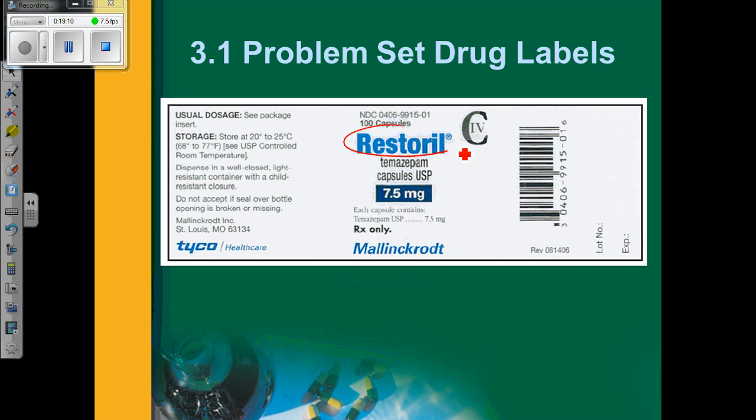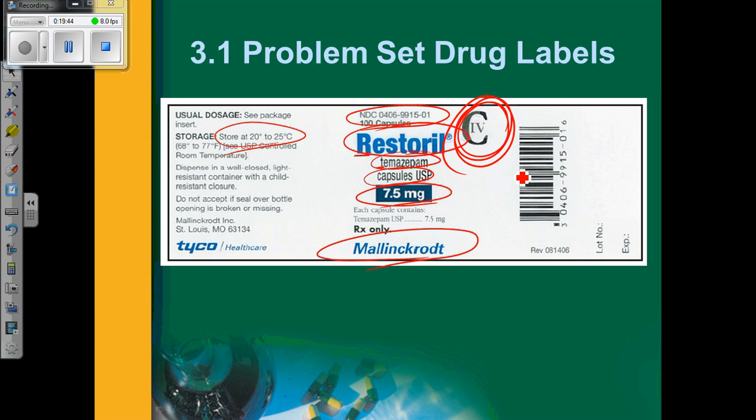The Restoril is your brand name. Temazepam is your generic name. If you notice, your brand name starts with a capital R, and your generic name starts with a lowercase letter. The dosage form is capsules. The strength is 7.5 milligrams. Here is your manufacturer. Here is your NDC number. And it is to be stored at room temperature, at 20 to 25 degrees Celsius. And if you notice here, it is a controlled substance. It has the C4.